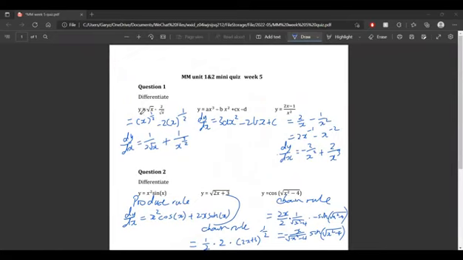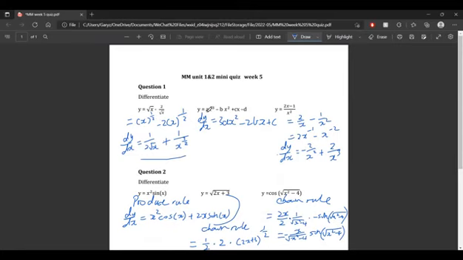So the first question, we can rewrite it as x to the power of a half and -2 times x to the power of negative a half. And by following the differentiating rule, we can just move the power to the front and reduce the x power by 1. If we do that for both terms here, that will be our derivative.